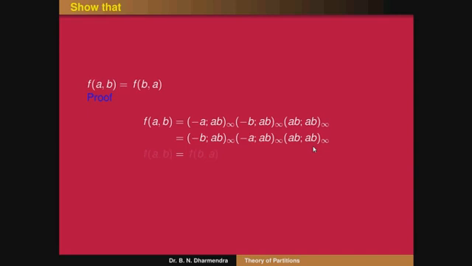So this is the definition of Ramanujan's theta function in terms of the q-product. The first one has minus b, that is f(b, a). The second one has minus a. So therefore f(a, b) is equal to f(b, a).